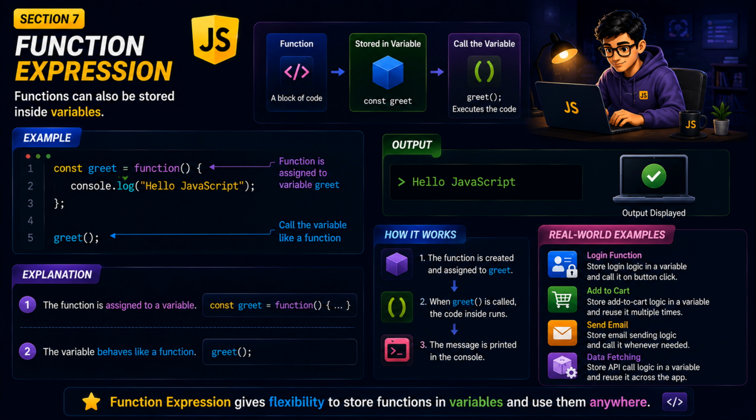Section 7. Function expression. Functions can also be stored inside variables. Example: const greet = function, console.log("Hello JavaScript"), greet(). Output: Hello JavaScript. Explanation: the function is assigned to a variable. The variable behaves like a function.